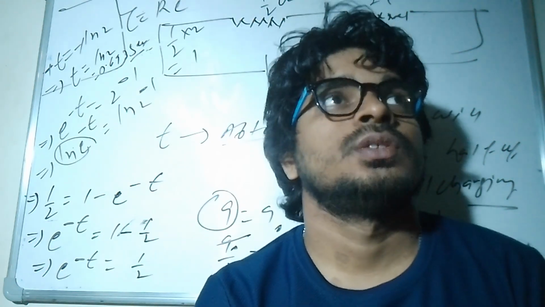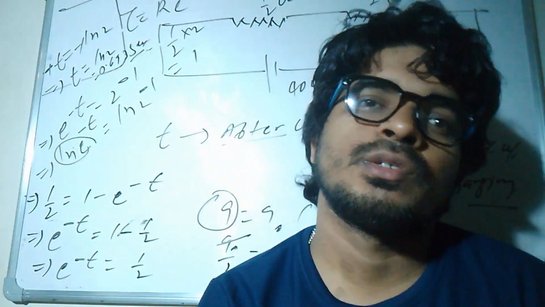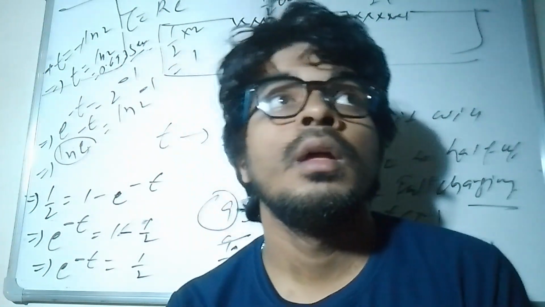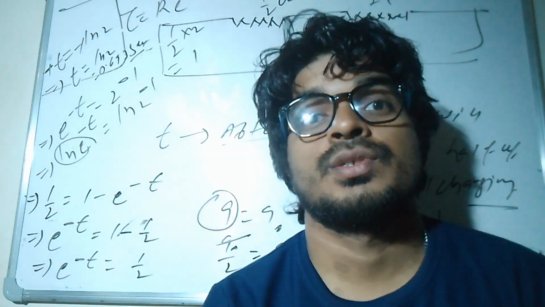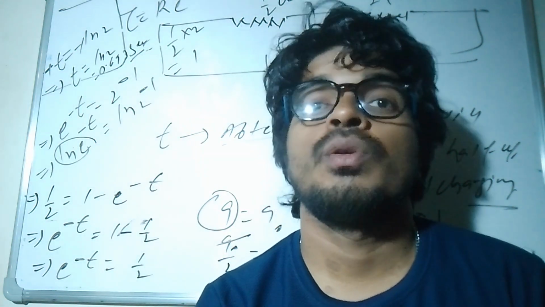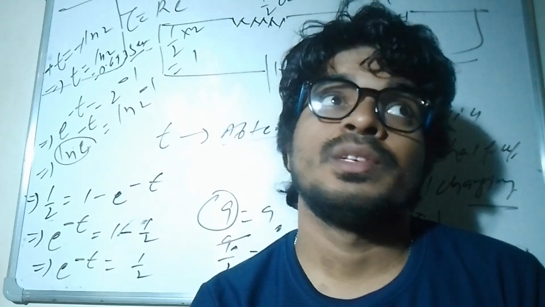During charging of a capacitor, q equals q naught into (1 minus e to the power minus t by tau), and after tau time, 63% of the capacitor will be charged. Here the time constant tau is RC. If you differentiate that equation, you get I equals I naught e to the power minus t by tau, which gives you the current.